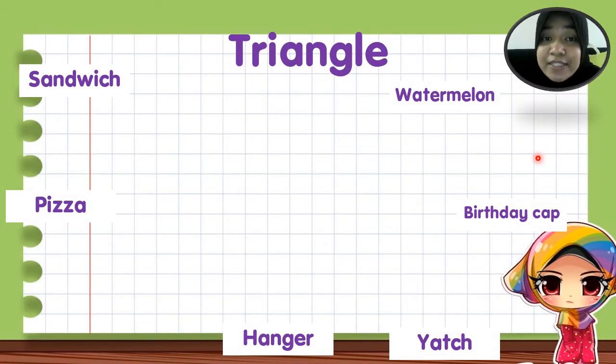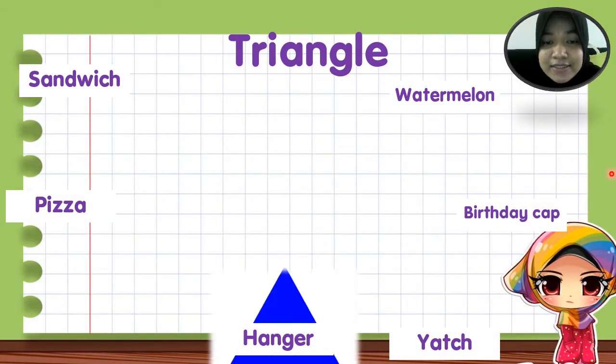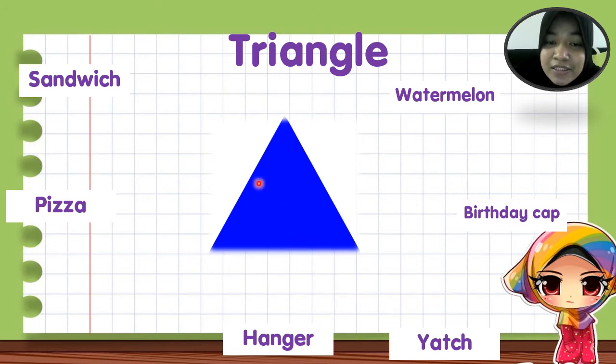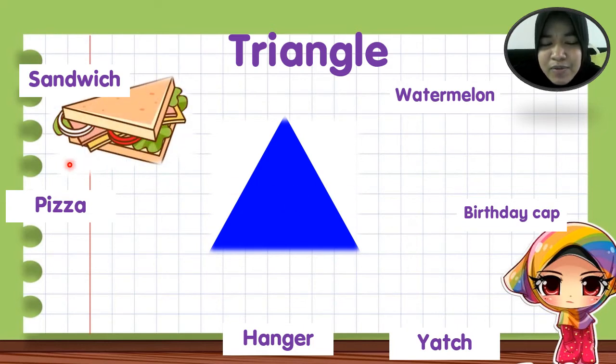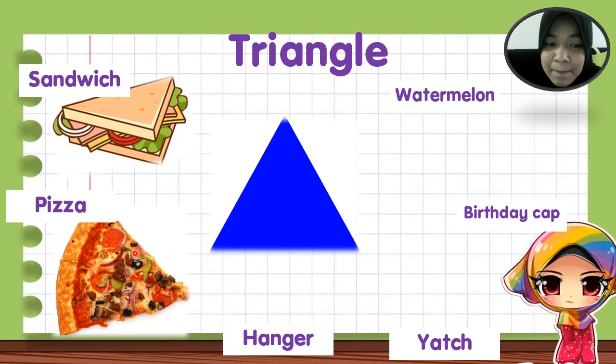Alright, let's move on to the next shape, which is triangle. So triangle has 3 sides of it. Okay, let's see what objects that look like triangle shape. Okay, first, yes, it might be your breakfast. It's a sandwich. So it's when your mom cut into a triangle shape. Okay. Next, it's a pizza. When you cut it into a triangle also.